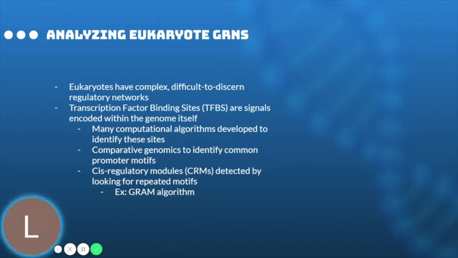Transcription factor binding sites are places on the genome or on the DNA directly where transcription factors bind, and we can look for these sites in the sequences itself. And there's been a lot of computational algorithms developed to identify these sites. For example, the Graham algorithm detects cis regulatory modules, which contain promoter motifs that are repeated. And comparing the genomes of different individuals or even different species can be used to identify common themes.